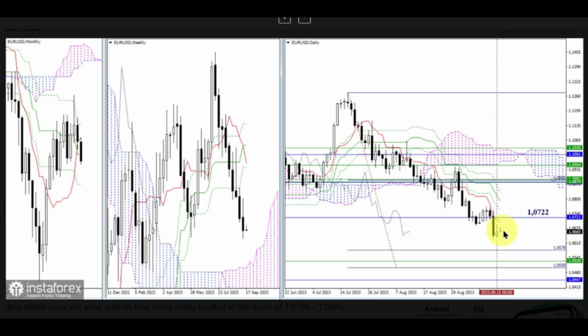In case of another upward correction, the immediate target is to return to the bullish side of the monthly medium-term trend 1.0722. After which, the question of eliminating the daily death cross will arise, with its final levels today located at the levels of 1.0796 and 1.0835.